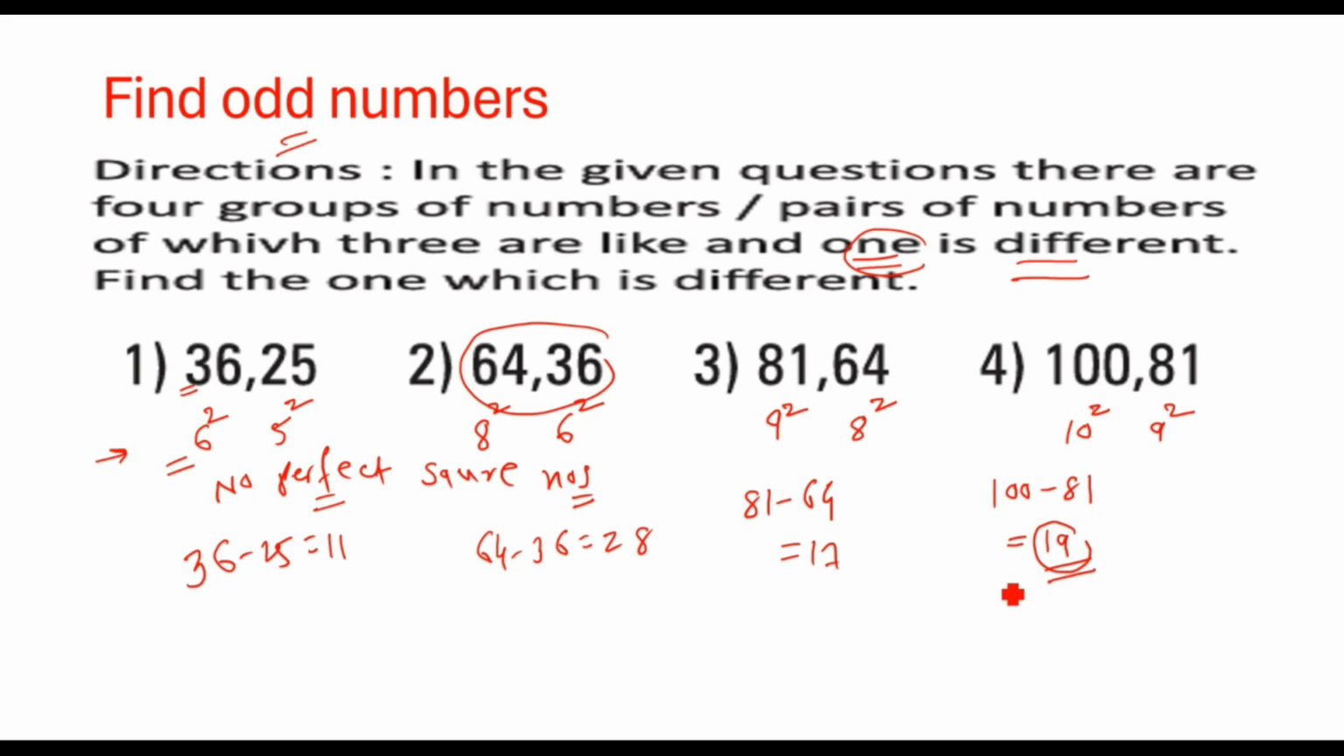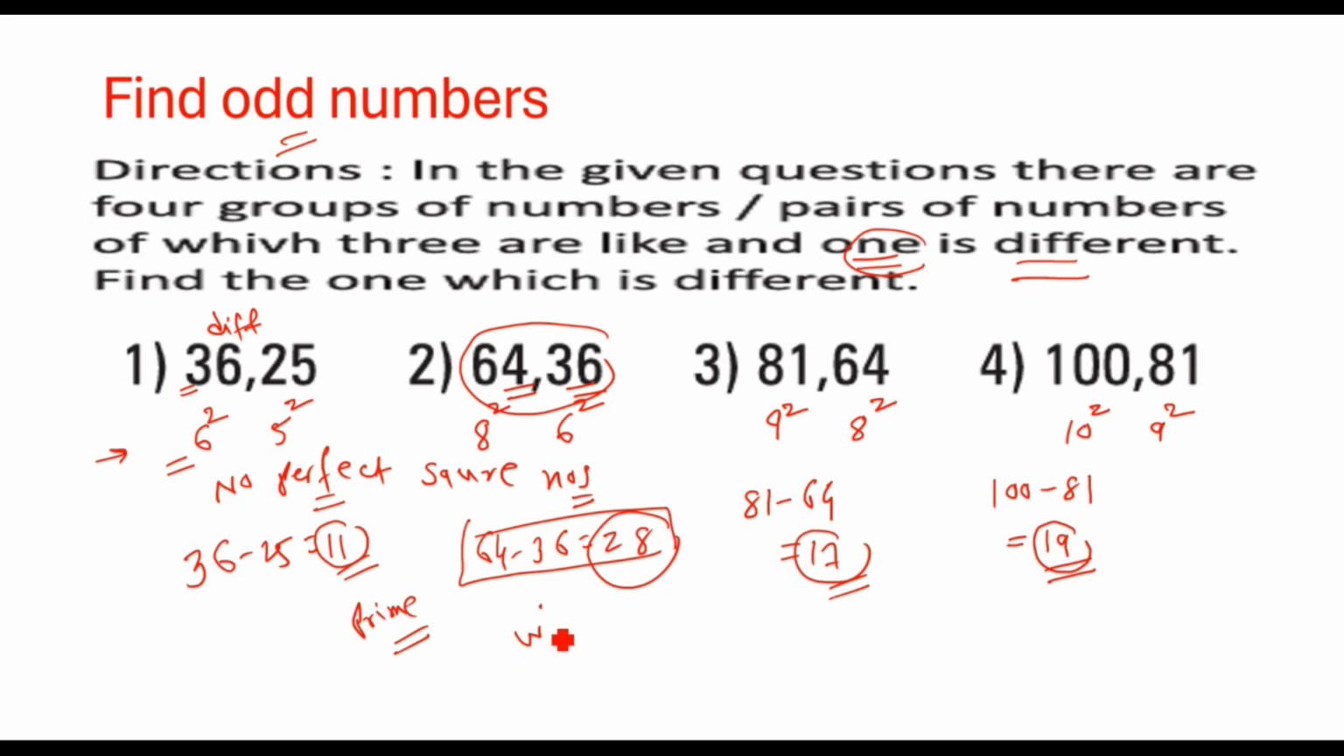If you observe the subtractions 11, 17, 19, these are all prime numbers. It means the difference of the two numbers is a prime number, except in option number 2, that is 64 minus 36, which is 28, which is not a prime. Therefore option number 2 is the odd one out.